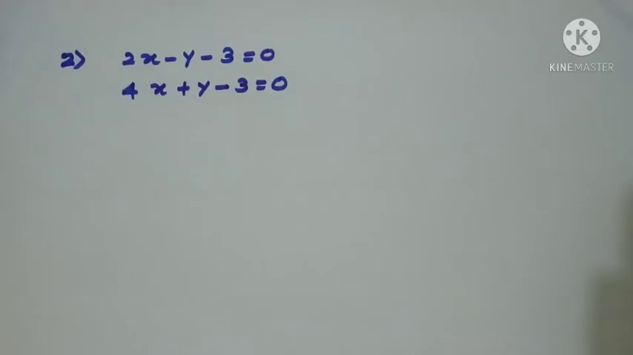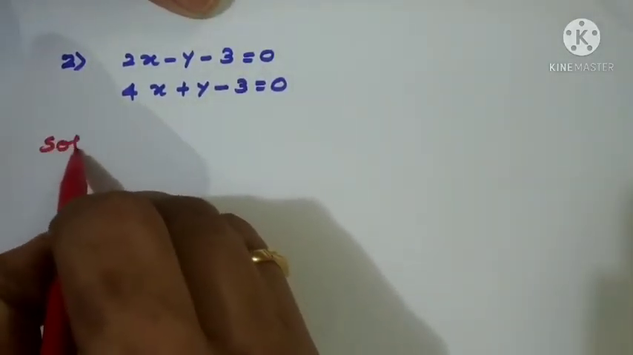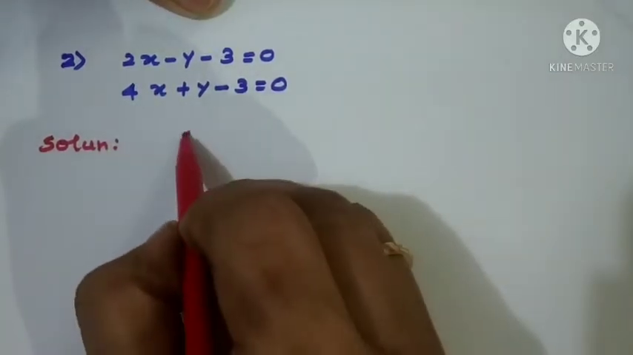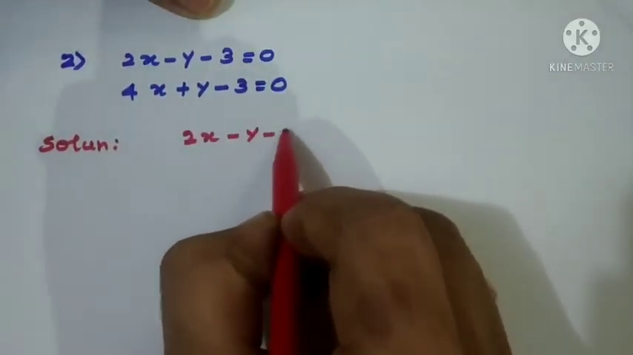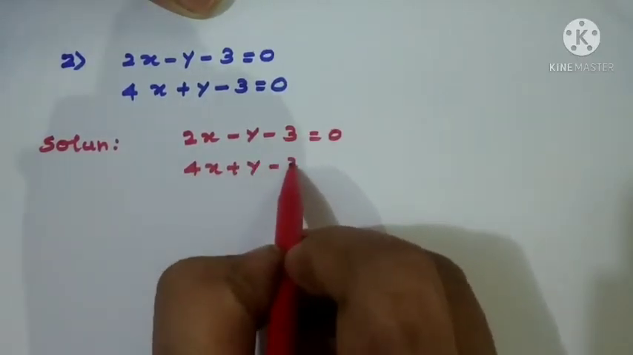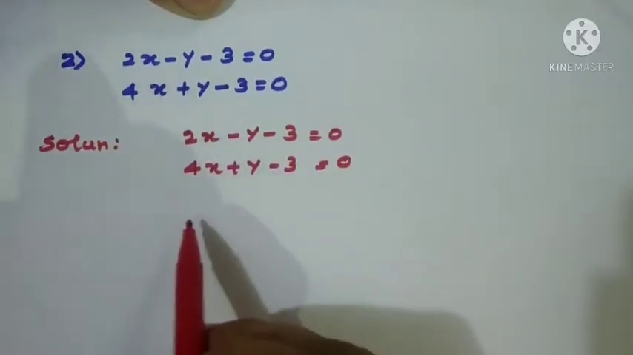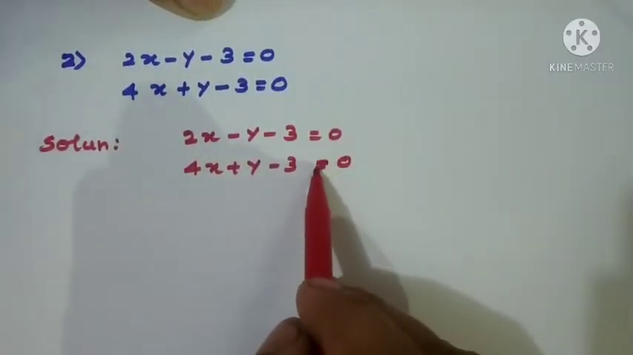Second question: 2x minus y minus 3 equal to 0, 4x plus y minus 3 equal to 0 only. Already it is given in the standard form, so nothing to worry about, we can go directly. Solution. First equation, 2x − y − 3 = 0, 4x + y − 3 = 0. What is the first step? Standard equation, it's already done.